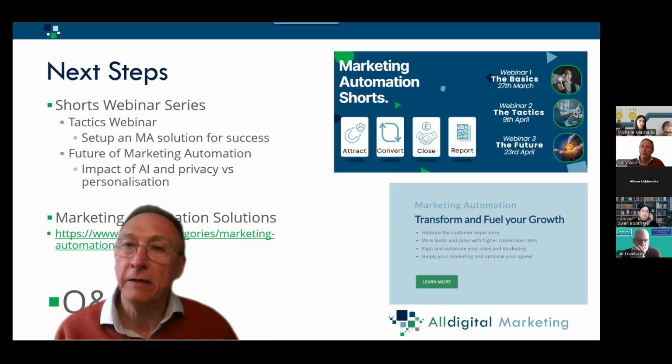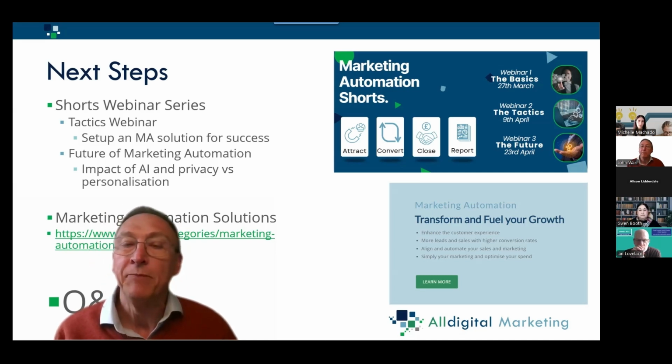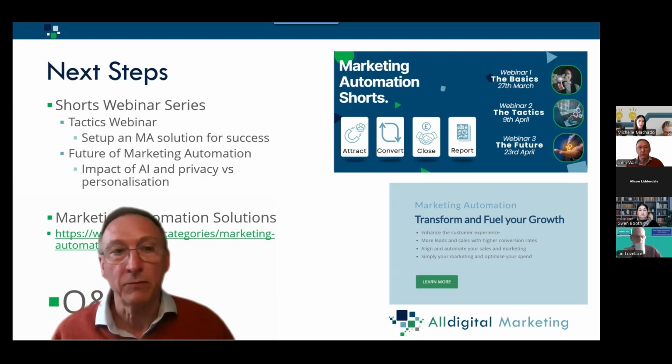And then in about a month from now, on the 23rd of April, we're going to be doing future marketing automation. I'm going to bring in the impact of AI. How is AI going to change the landscape around marketing automation? And the other big one at the moment is privacy versus personalization. As we become more and more guarded about our privacy, how is that going to impact automation where we're trying to get information from lots of different points?